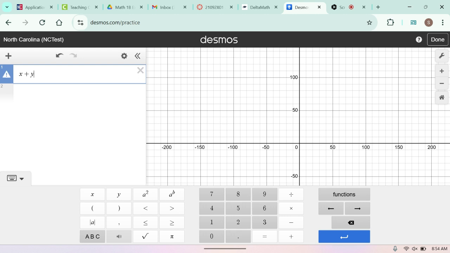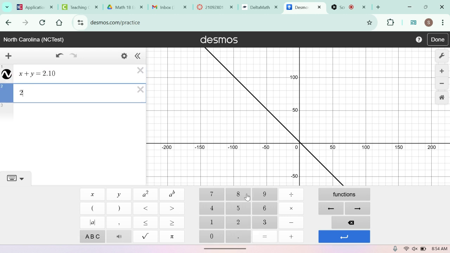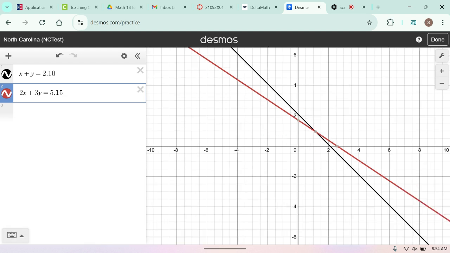So x plus y is equal to 2.10, and 2x plus 3y is equal to 5.15. Now, it may be super zoomed out, so hit the home button and it'll zoom it back in.